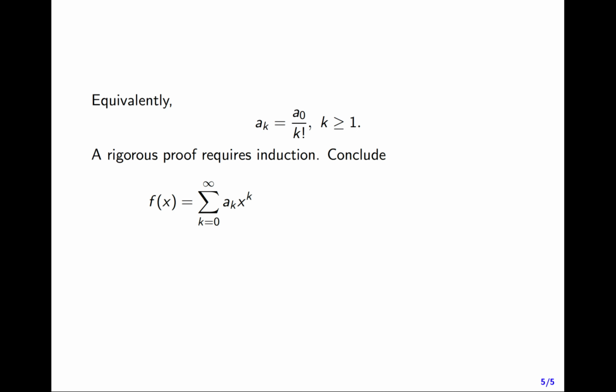And so we conclude f of x, we guessed, was the sum from k equals 0 to infinity of a_k times x to the k. And now we know what a_k is. This is the sum from k equals 0 to infinity of a0 over k factorial times x to the k, which will be the sum from k equals 0 to infinity of x to the k over k factorial times a0, and that's a0 times e to the x. So f of x is an arbitrary constant times e to the x, which is, of course, the general solution of this ODE.